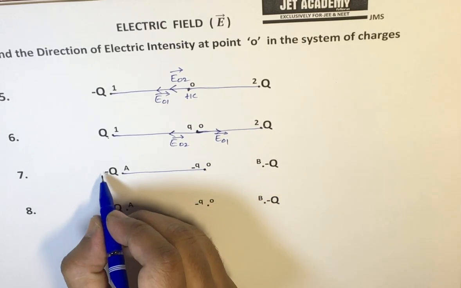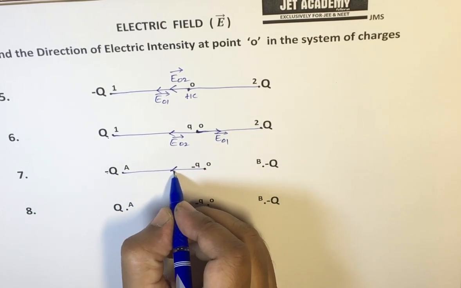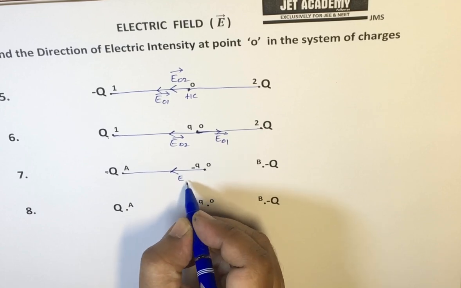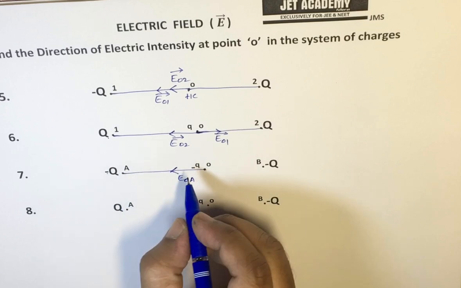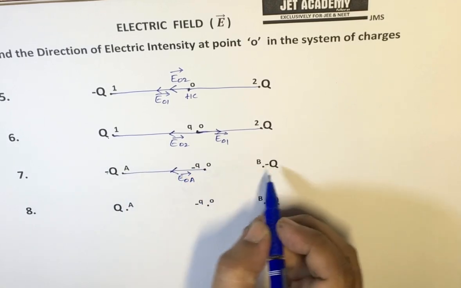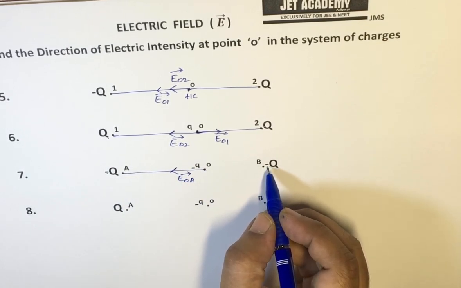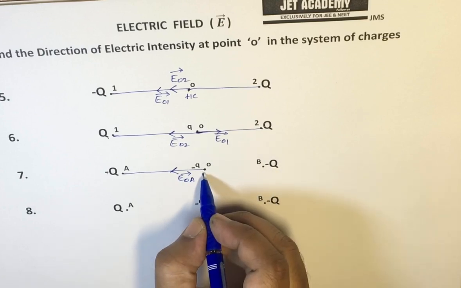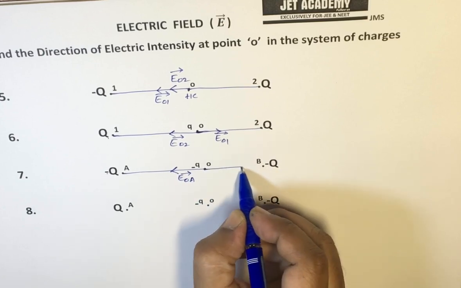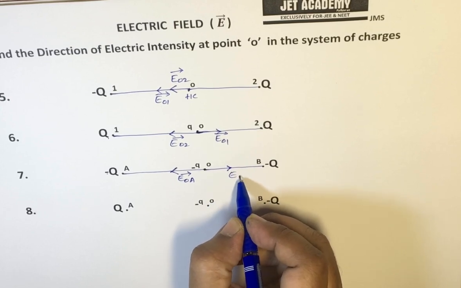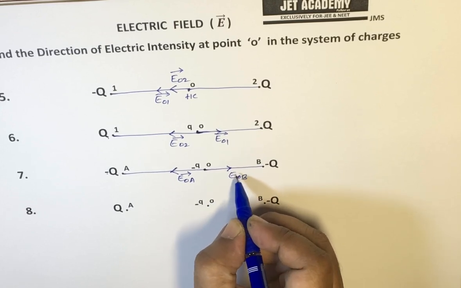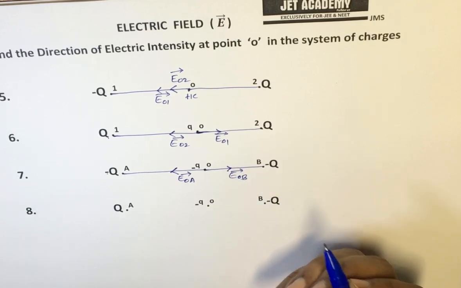Here we always have to consider a plus 1C. This is attractive: this is E at O due to A, this is the point A, and it is going to be attractive. This is a minus, this is a plus, so it is going to be attractive. This is the electric intensity at O due to charge B at B.